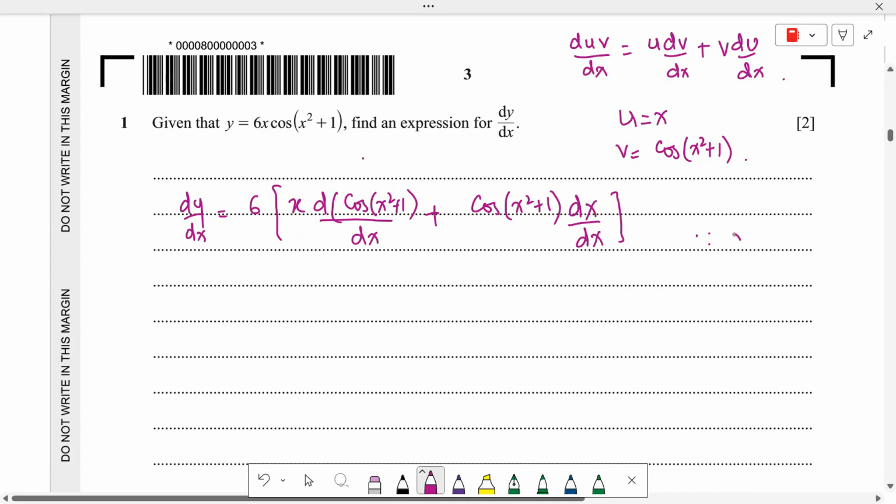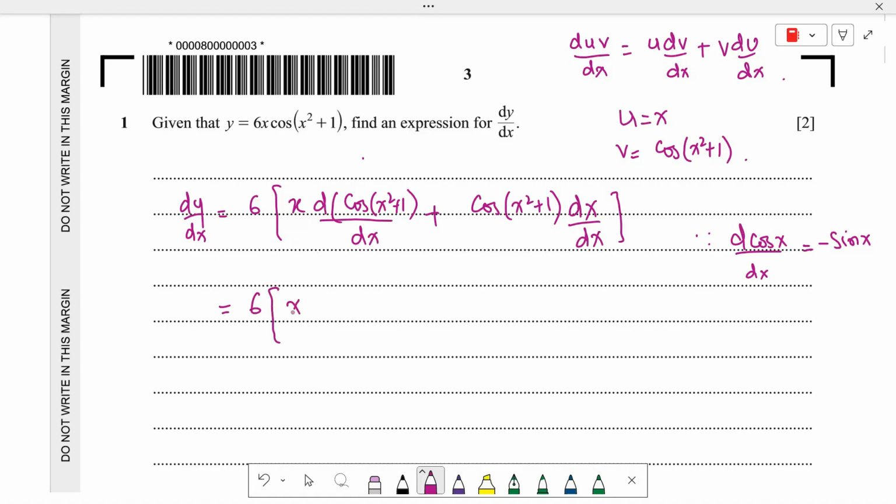And here the derivative of cos of x is negative sine of x. So in this case 6x times the derivative of cos of (x squared plus 1) is negative sine of (x squared plus 1), and then the derivative of the inner function, which is x squared plus 1, plus cos of (x squared plus 1) remains the same, and the derivative of x will be 1.